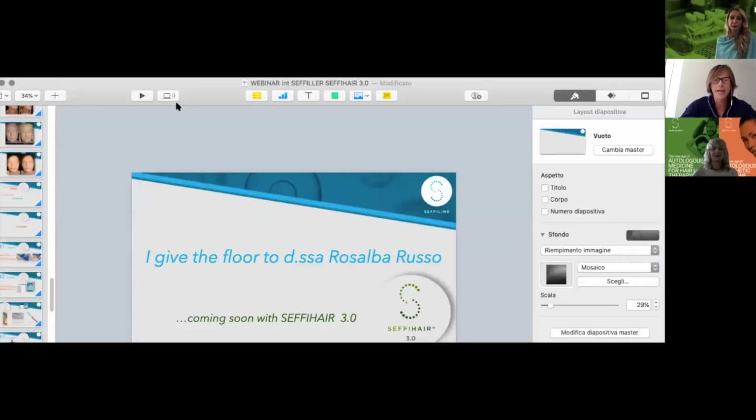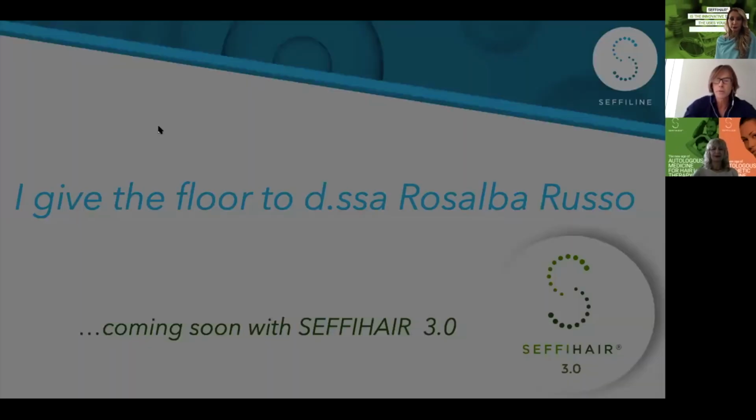You are really the queen of threads, and I think that the combination of SEFFILLER and threads in your hands gives a very awesome result, and it's the future of the medical lift. Thank you. It's a pleasure. Now I'm going to present the SEFFILLER 3.0. Share the screen again. Okay, the SEFFILLER 3.0.